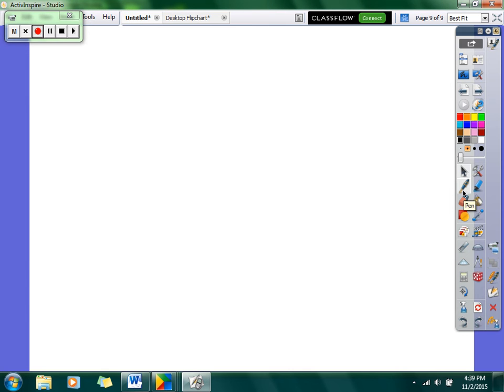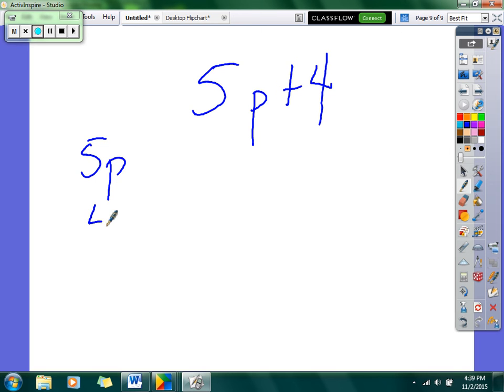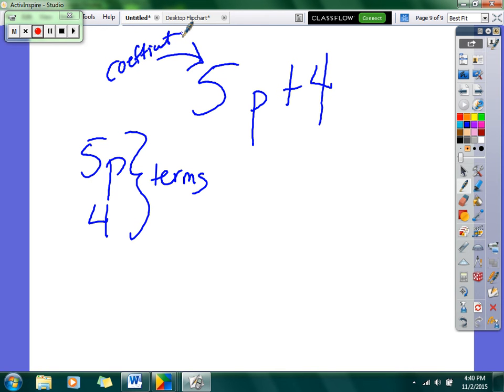So the first thing I'm going to write is what they have in the book, 5p plus 4, okay? So if I look at the two pieces, 5p and 4, these are both terms, okay? When a number is before a variable, it's called a coefficient. So this number, 5, is the coefficient. Okay, p is known as the variable.